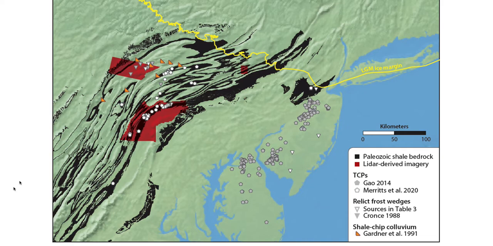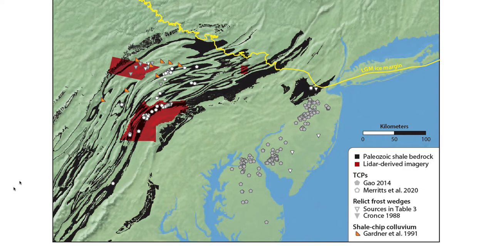Everywhere that's black, there is Paleozoic shale bedrock, which commonly has thermal contraction polygons, TCPs. And note in the legend that thermal contraction polygons mapped by George Gow in 2014 are shown in gray, and those that we are mapping are shown as white polygons. We are mapping those in the Paleozoic shale bedrock.